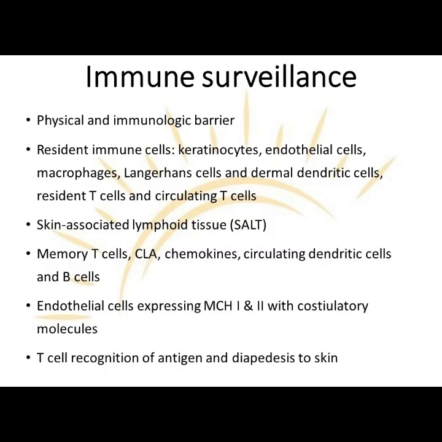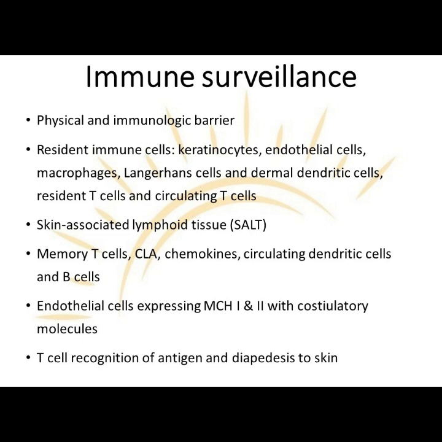Immune surveillance. The skin is both a physical barrier and an immunologic barrier. Resident immune cells. Several immune cell types are always present. Keratinocytes produce cytokines and antimicrobial peptides. Endothelial cells, immune regulators, express MHC. Macrophages, Langerhans cells, and dermal dendritic cells. Resident T cells and recirculating T cells.